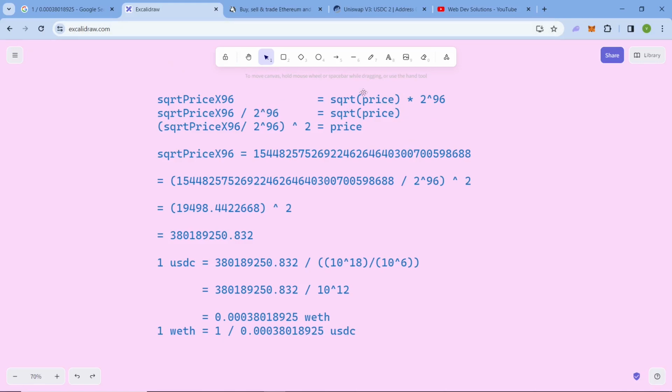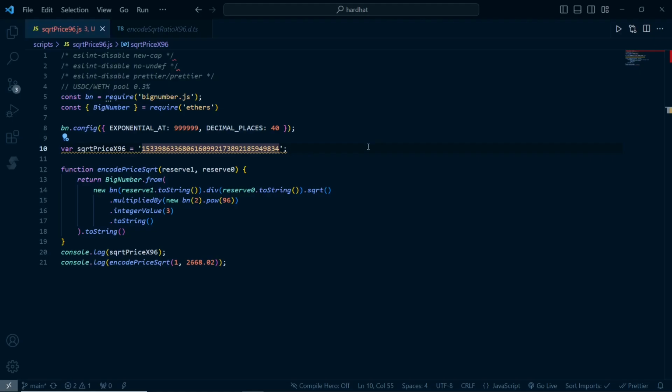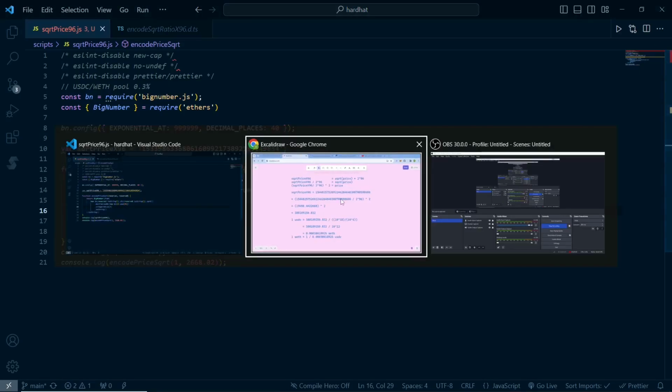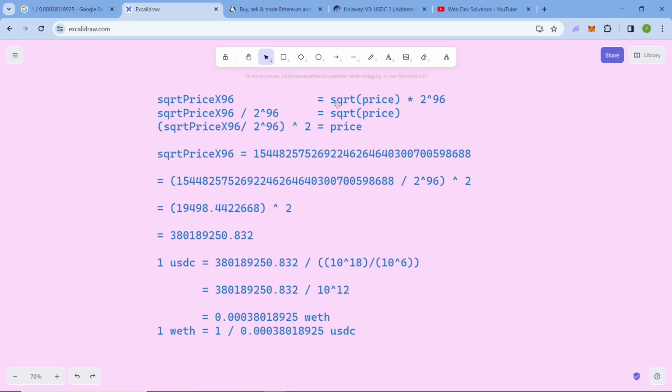So I'm using the same formula of square root price x96, which we are using over here. We are taking the square root price multiplied by 2 power 96. So square root price x96 equals square root of price multiplied by 2 power 96. After that I'll take the 2 power 96 expression to the left, and we are left with the square root on the other side. So I'll square both sides. This square root goes off with the square, and we are left with the square on this side.